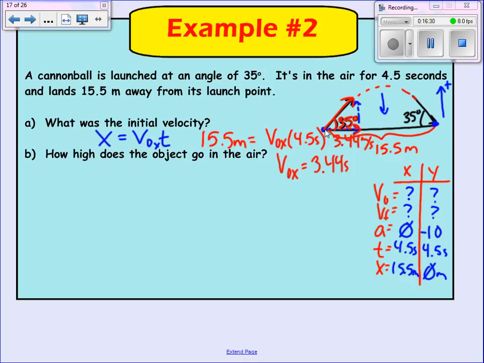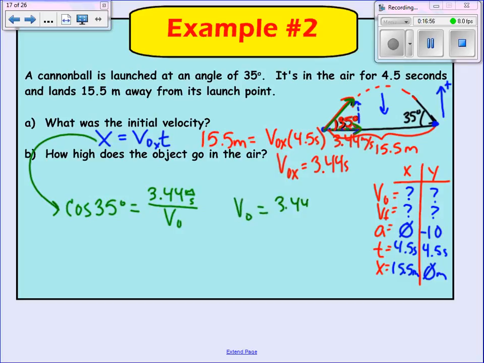So I'm trying to find the hypotenuse, and I'm given the adjacent. So I'm going to use cosine. I'm going to continue this work down here. The cosine of 35 degrees is equal to the adjacent, which I now know is 3.44 meters per second, over the hypotenuse, which is the initial velocity. By rearranging that, my initial velocity would be equal to 3.44 meters per second divided by the cosine of 35 degrees. All I did was a little rearranging to solve for V initial.